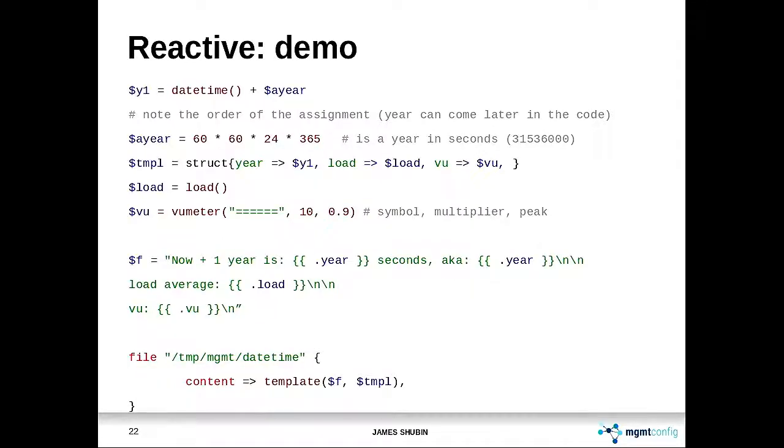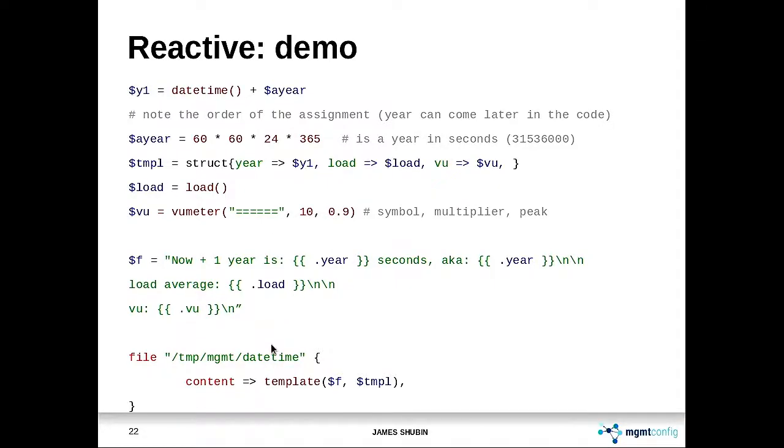So here's the first demo. I just sort of pasted some code onto the slide. I don't have proper syntax highlighting yet for the language, so this is just me fooling around. Basically, you have some stuff in the language. So here's a function date time. Here's some multiplication of a bunch of stuff. We put some values into a struct. There's a load function over here, which you might see. And then there's some VU meter function. I don't know what that does. And basically, we print it all out into the contents of this file.